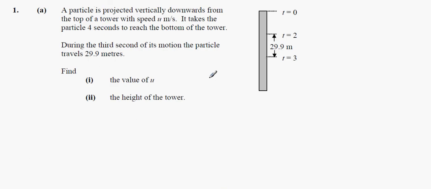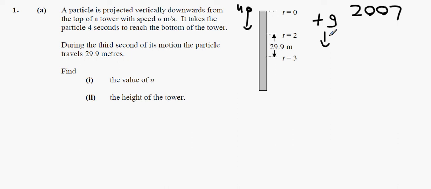Next part. This part here is 2007, question 1A. So we're going to try this out now. Find the value of u. So we want to know what the initial velocity is on these questions. A particle is projected vertically downwards from the top of a tower with speed u meters per second, so it's basically cannon down at u. Gravity is making it go faster, so acceleration is plus gravity, going directly downwards. It takes the particle 4 seconds to reach the bottom of the tower.